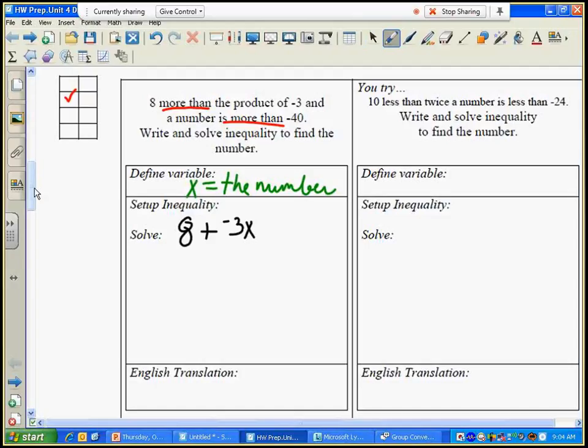is more than. Okay, when it says "is more than," remember that "is" implies some sort of equality or inequality. If it's saying "is more than," it's saying that this expression over here is going to be bigger than negative 40. Okay, and if all that's true, then we should be able to solve for x and eventually figure out what number would satisfy that sentence. So let's see. Let's begin to solve. Subtract your 8.